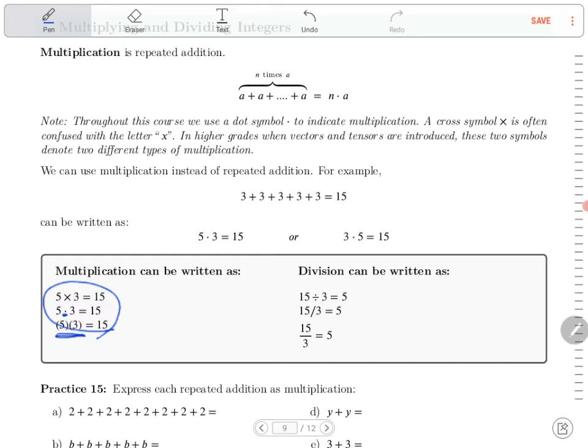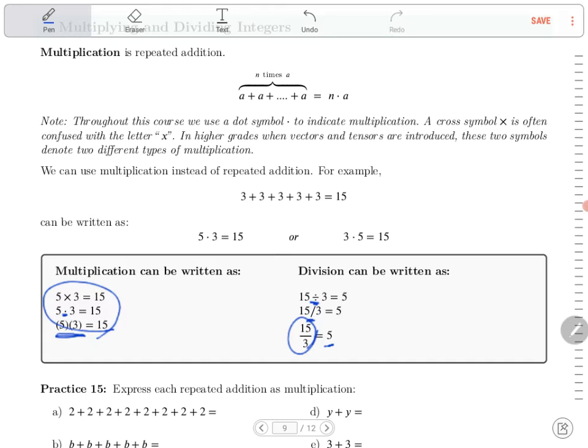Division can also be written in a few different ways. Division has its own characteristic division symbol. It can also be designated with a slash, or in the form of a fraction. So when you see a fraction, a fraction is equivalent to a division. So the fraction 15 over 3 is exactly the same as 15 divided by 3. Both are 5.